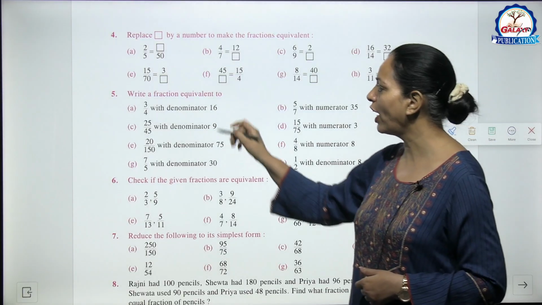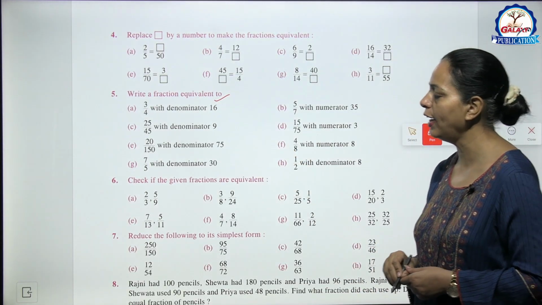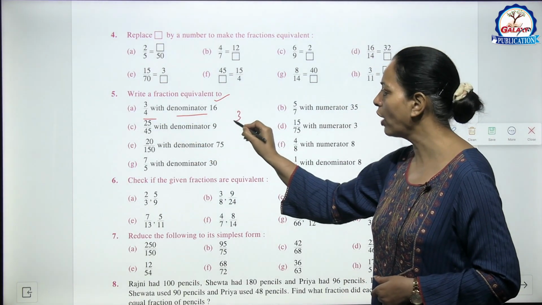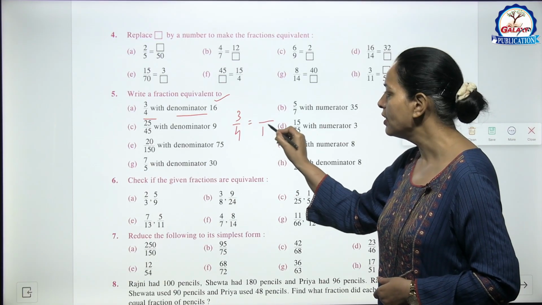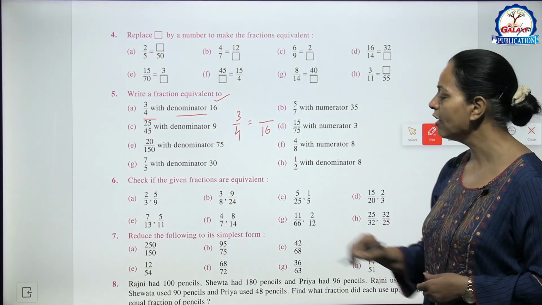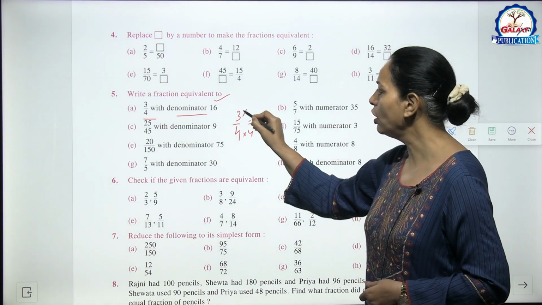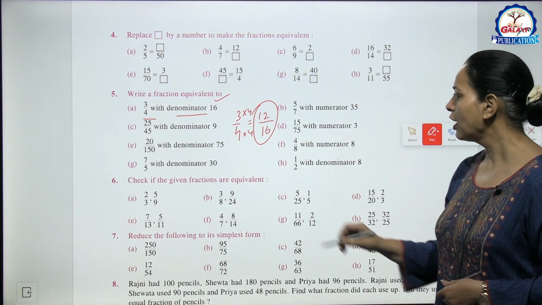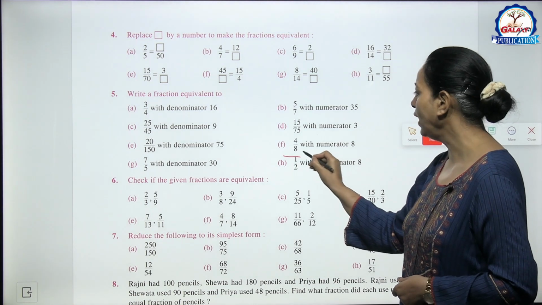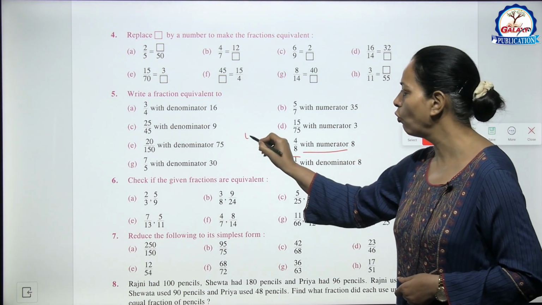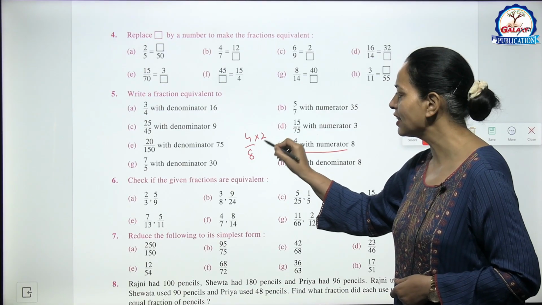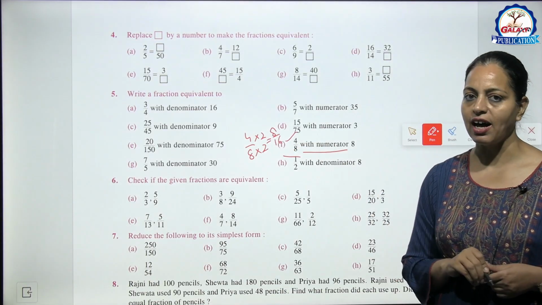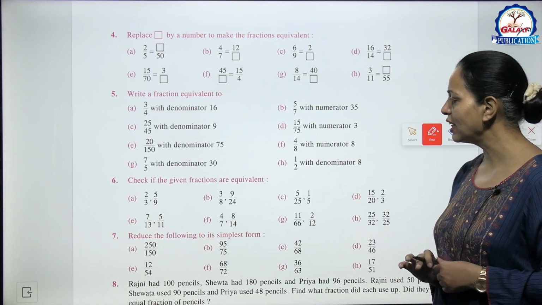Now question number 5, write a fraction equivalent to, like A part 3 by 4 with denominator 16. We have to find the equivalent fraction of 3 by 4, what should the denominator be? 16. So here 4 4s are 16, 3 4s are 12, so answer is 12 upon 16. Now here like F part 4 by 8 with numerator 8. How will the numerator 8 come? Into 2, 4 2s are 8. So 8 upon 16 is the answer, right? So I hope this is clear to you.